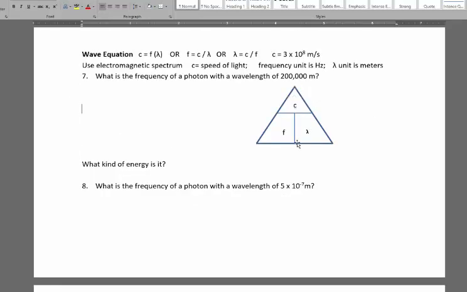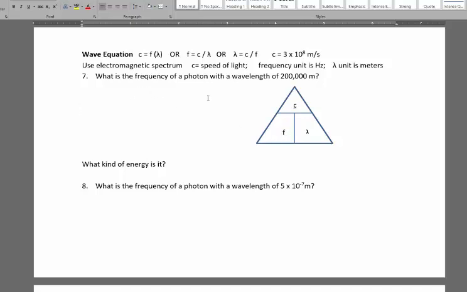The wave equation is velocity equals frequency times wavelength. What is the frequency of a photon with a wavelength of 200,000 meters? First, recognize that the problem is asking for frequency. I have this triangle right here. This helps a lot of people, and you can use it for several formulas that we'll be talking about in chapter 3 moving forward. Because sometimes you won't always be multiplying. You might end up dividing.